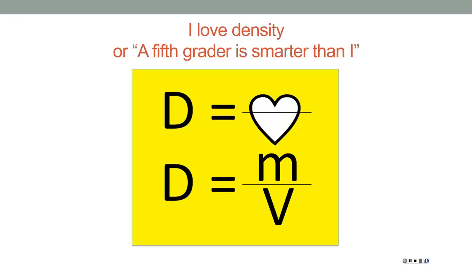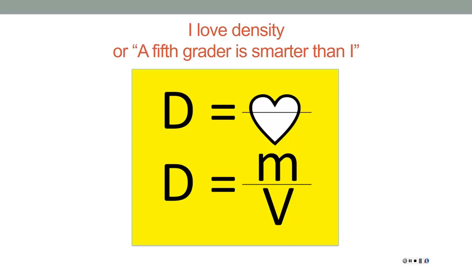It's fairly straightforward algebraically. Some teachers teach the triangle, and my class yesterday taught it to me. I've never actually spent time to figure it out before. So here's the triangle. Someone has to help me out. What goes here? M? Okay. M goes there. D must go here. And V goes there. So if you start with a triangle like this, and you cover what you're looking for, it shows you the formula. If I'm looking for density, it's mass over volume. If I'm looking for mass, it's density times volume. If I'm looking for volume, it's mass over density. So that's how the triangle works, if you prefer that way.